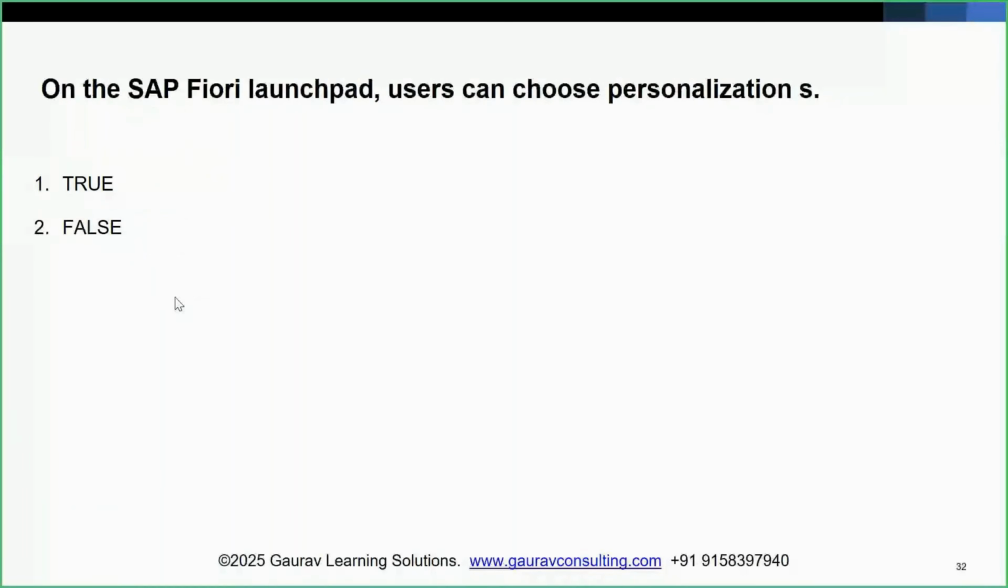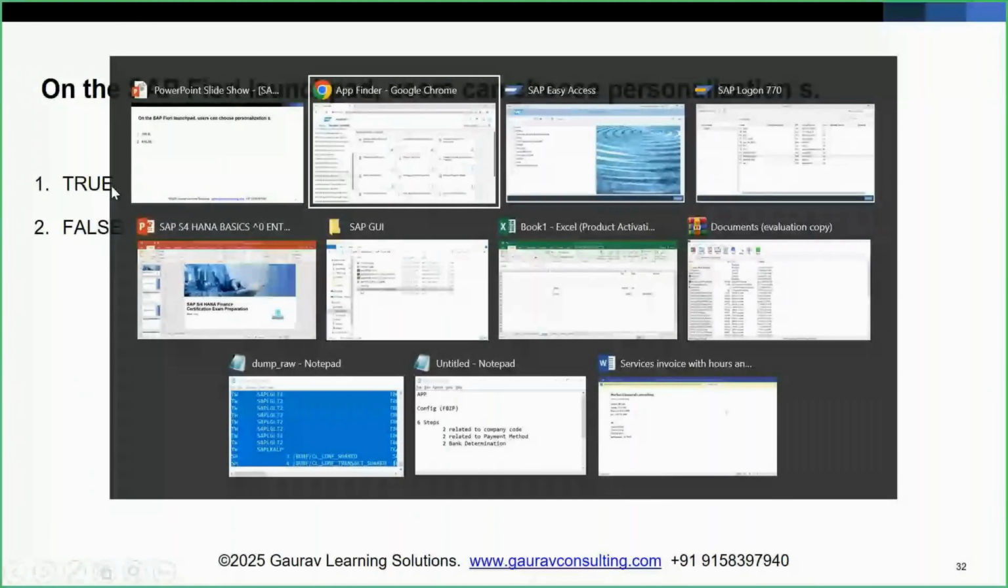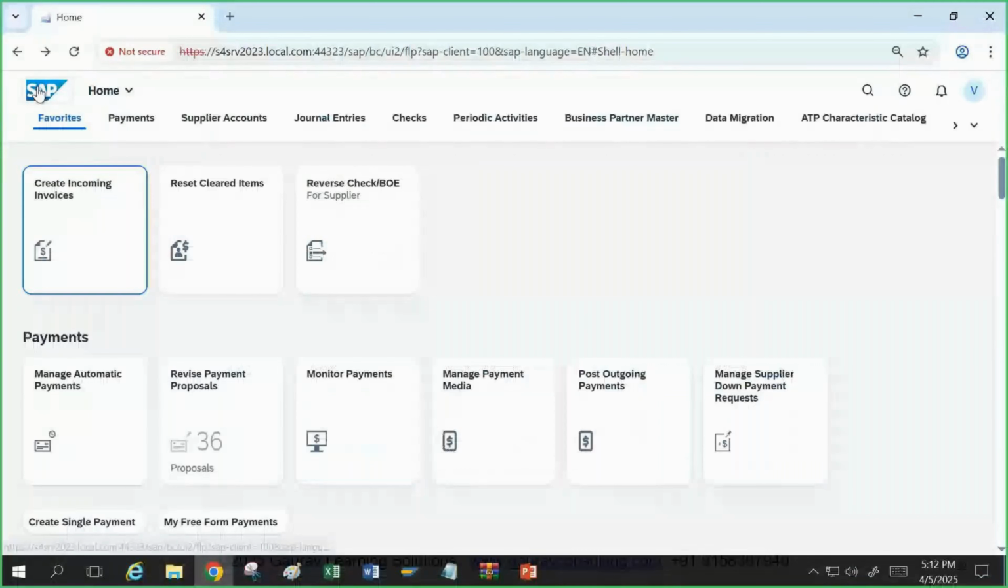On the Fiori Launchpad, user can choose personalizations, which means user can change the apps, user can change the sequence. Is it true or false? The answer is true. How? Let's see it. This is the Fiori Launchpad. This is what is happening by default. Now, for example, I want to keep this towards the end. So I can pick this and I can change it here.